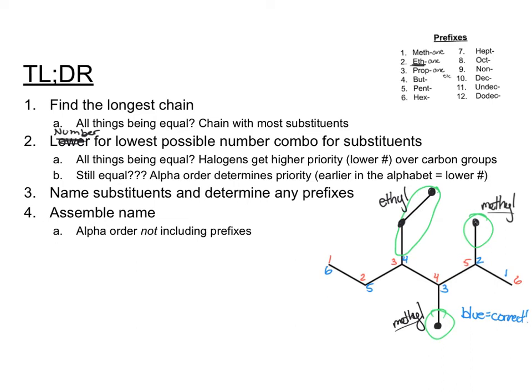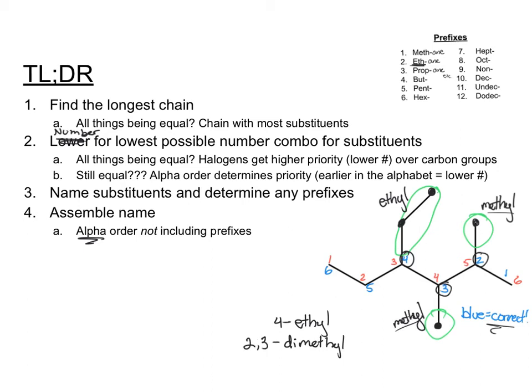All right, so then I assemble my name. My substituents go in alphabetical order, not including any prefixes. Right now, I'm just going to make a list of my 2 substituents. I've got an ethyl group, and then I have 2 methyl groups, which means dimethyl. And then just to help me out, I'm going to make a list of what carbons those are on based on the blue numbering system, because that's correct. So it's 4 ethyl, and the 2 numbered carbons that the methyl group's on are 2, 3.